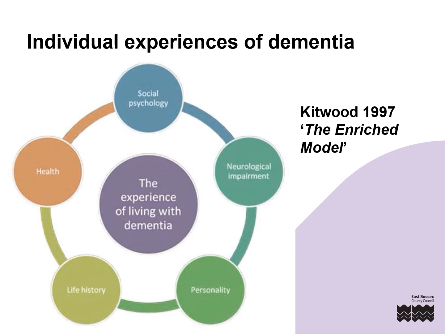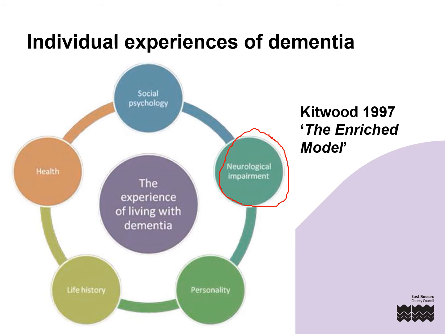So according to Kitwood, a person's experience of dementia is made up of 5 different aspects. Firstly, there is the neurological impairment. So this is the type of dementia and how it impacts on function. This is what we discussed in part 1.